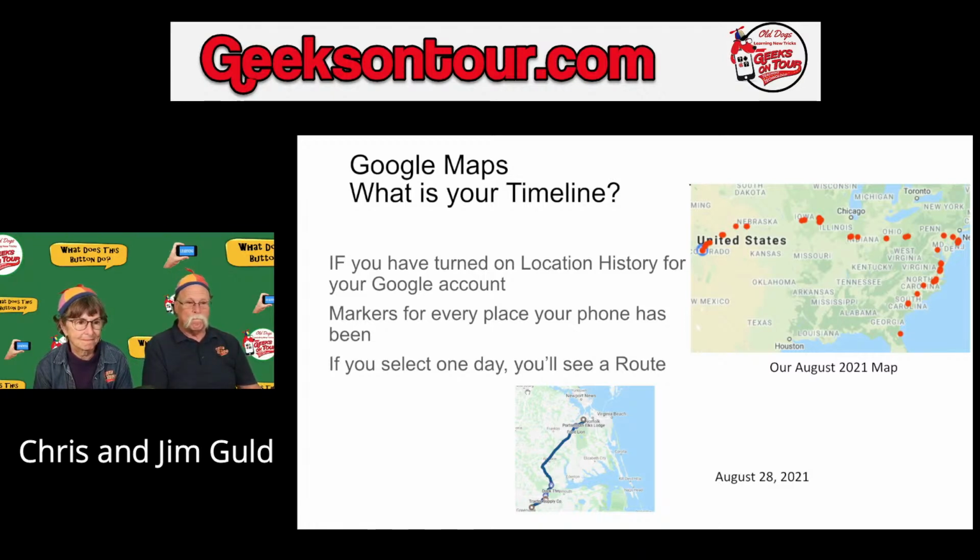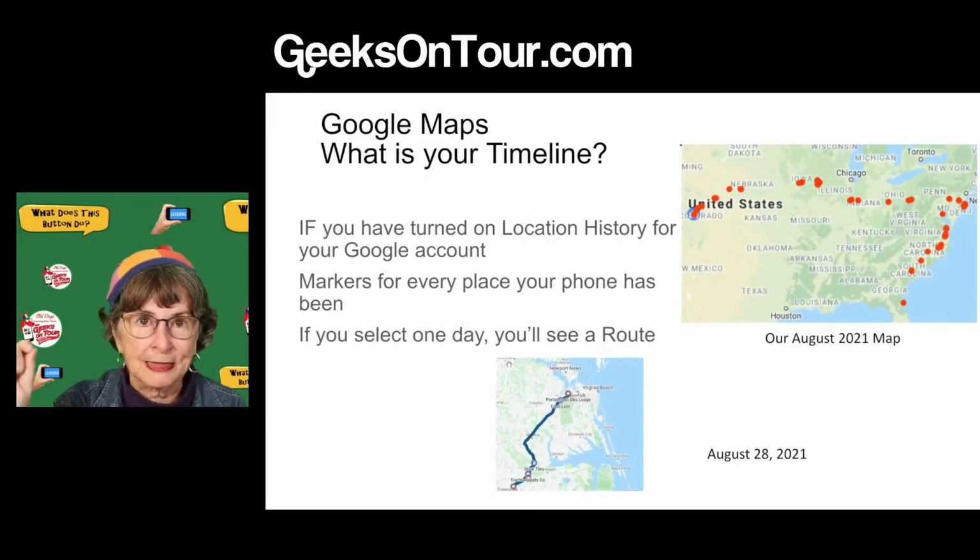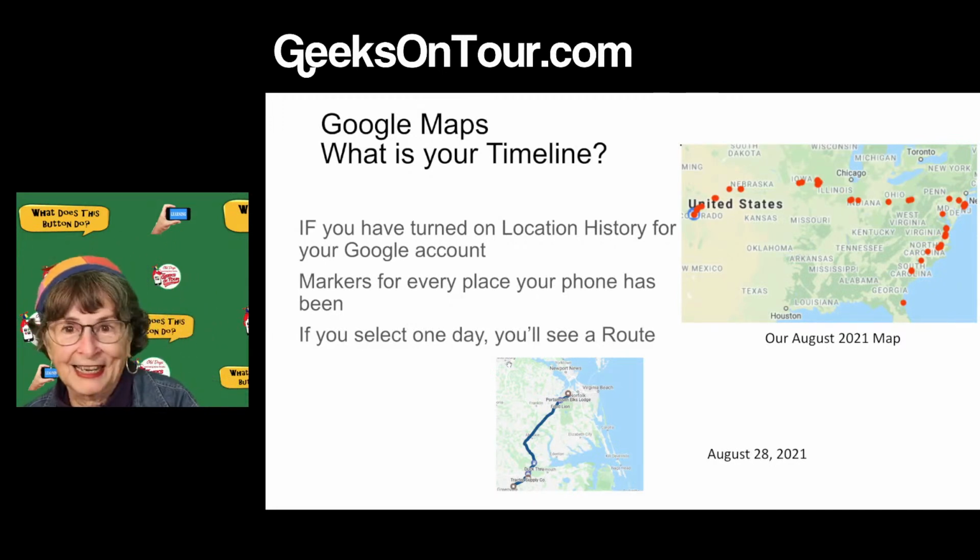Okay. All right. So timeline is what happens when you have turned on your location history with Google. So if you go to your Google account and you check the box that says, please do track my location history, this is a privacy issue. Some people really object to this. I personally absolutely love it. And I'll show you what my location history looks like.